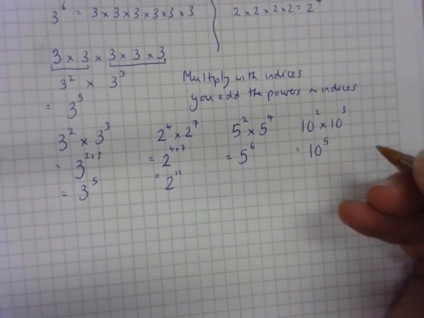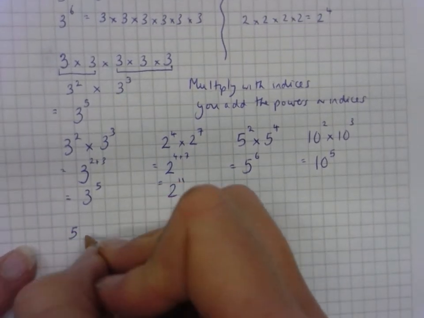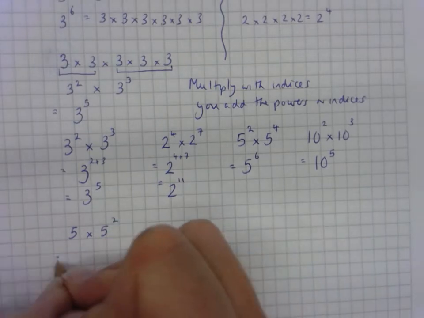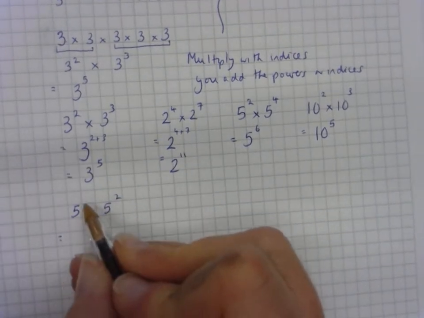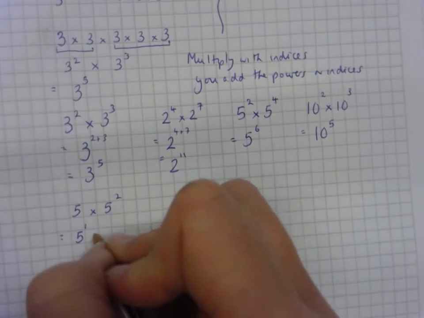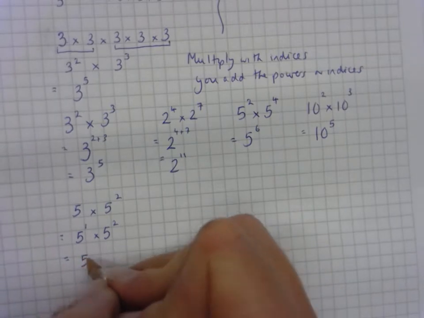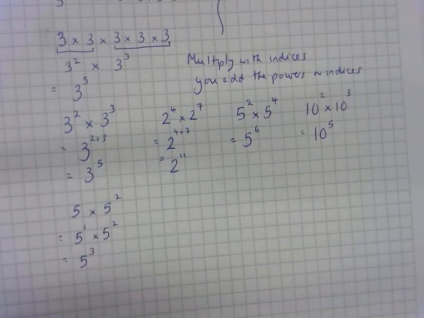Okay, now just something to be aware of here is, say you had 5 by 5 squared, even though there's not a little 1 written there, actually 5 means 5 to the power of 1. And 5 squared, when we add those powers together, we get 5 cubed. So 5 by 5 squared is 5 cubed.